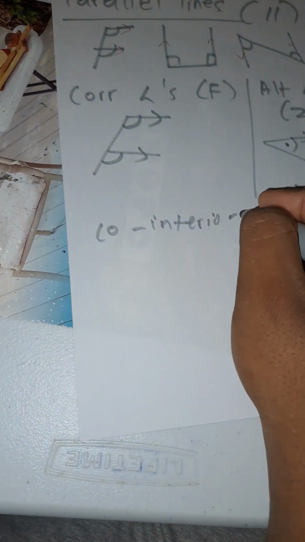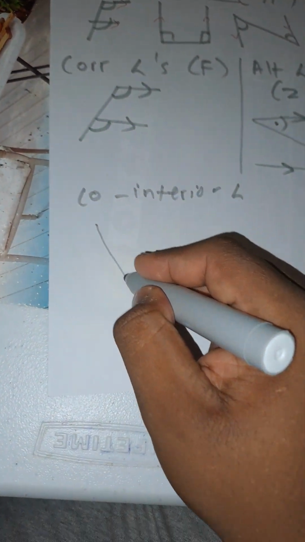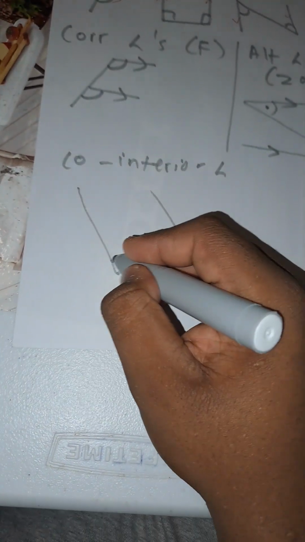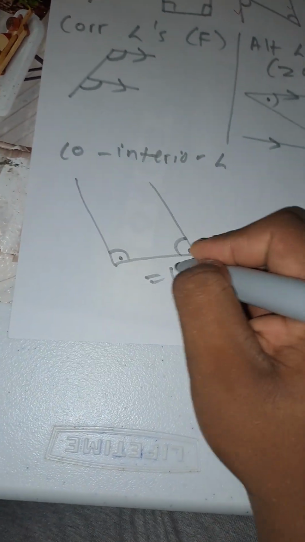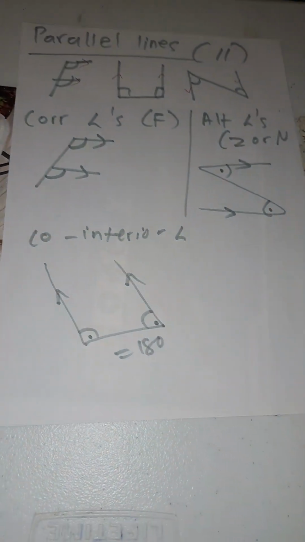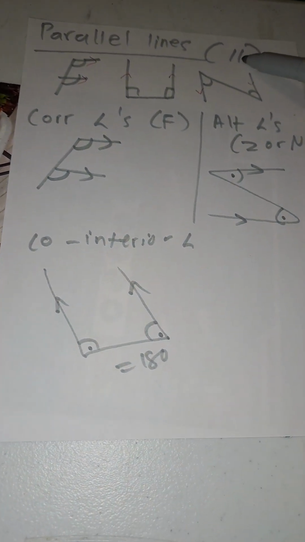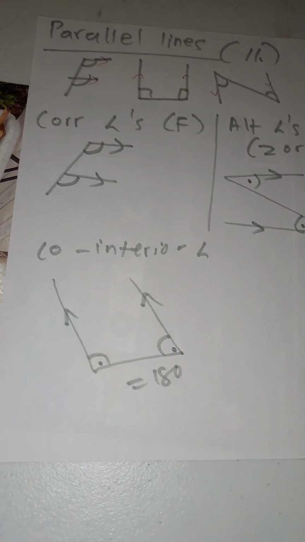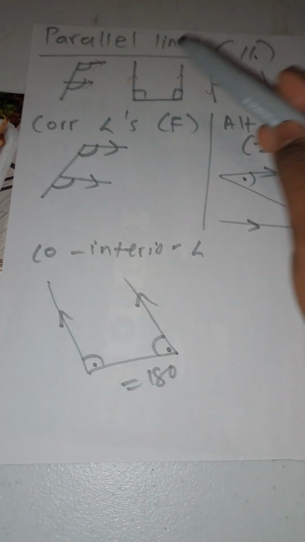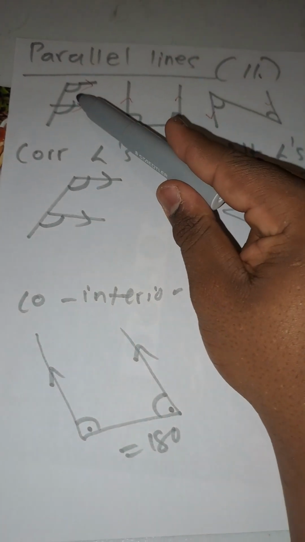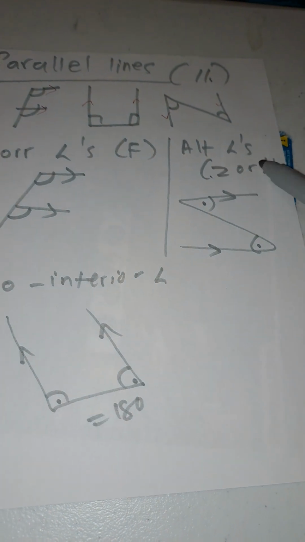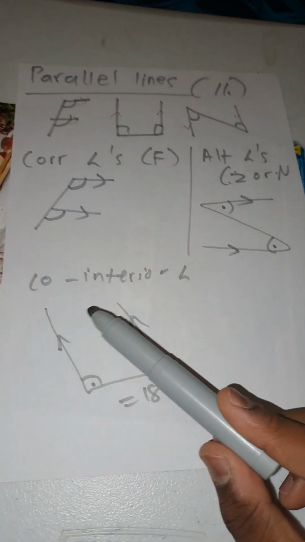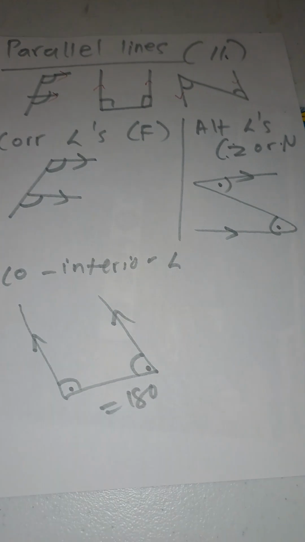You see, the last one is co-interior angles, whereby I have my angles inside adding to 180. This angle plus this angle gives me 180, whereby I'm given that they are parallel. So parallel lines are denoted by this thing. Whereby they are saying something is parallel to this one, apply these things and see which shape it is forming. If it is forming an F shape, know it is corresponding angles. If it is forming a Z or N shape, it is alternate angles. If it is forming a U shape, know it is interior angles.